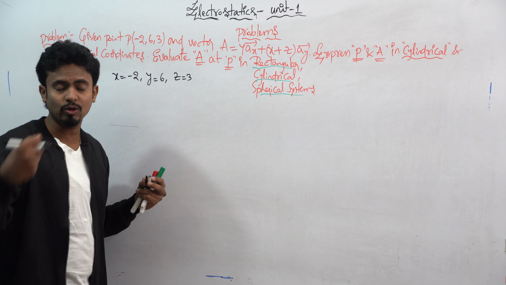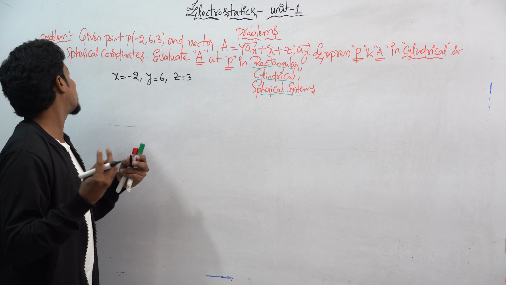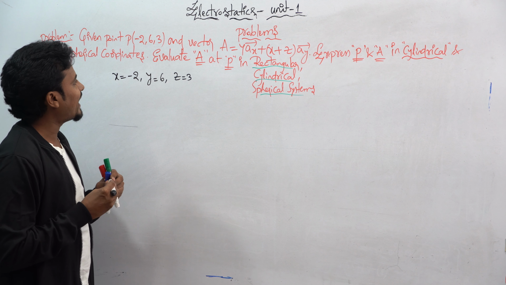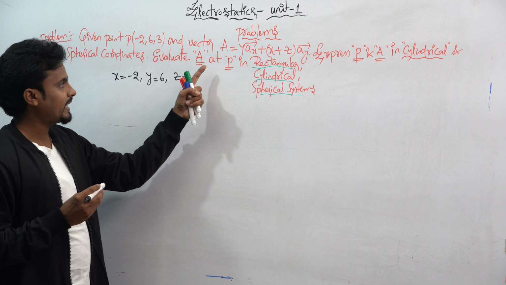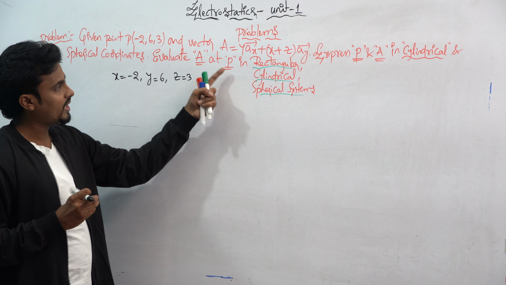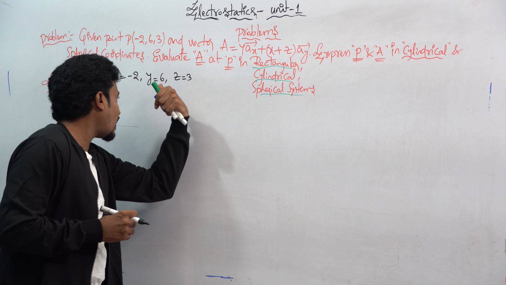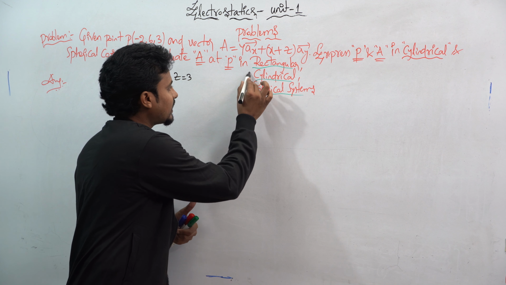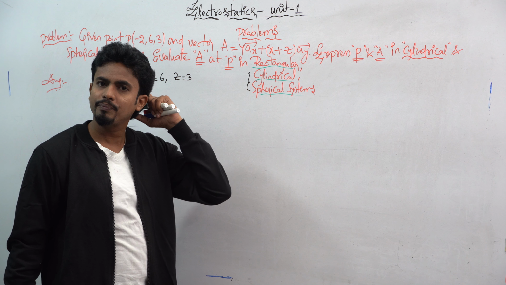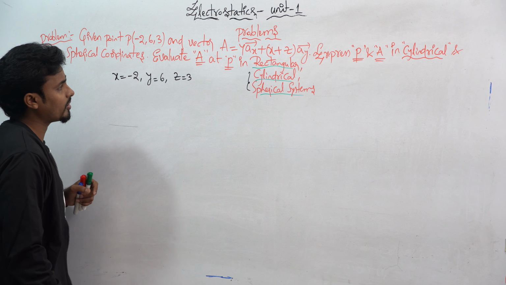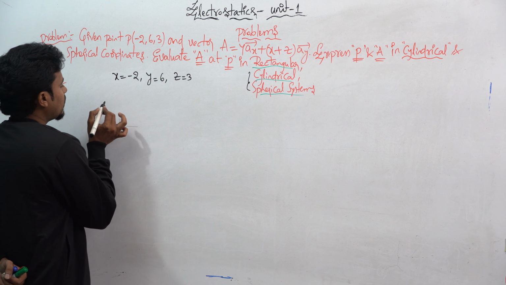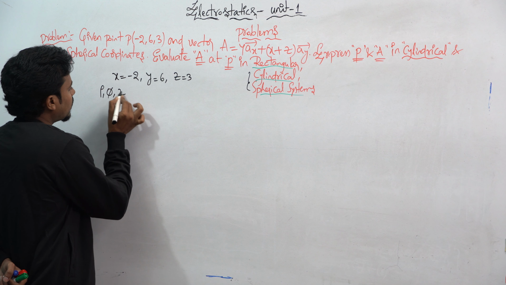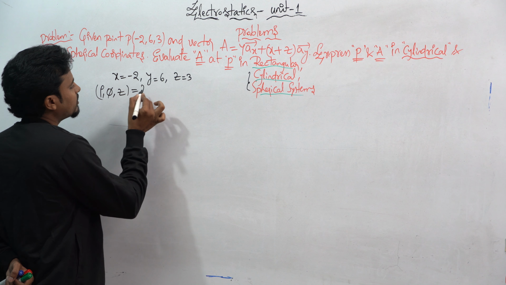Okay, we have to evaluate in the cylindrical as well as in spherical coordinates, and evaluate capital A at point P. In the rectangular system it is already given. You have to convert it into the cylindrical as well as spherical coordinate systems. You already know the formula for the cylindrical coordinate system. The parameters for the cylindrical are rho, phi, z.